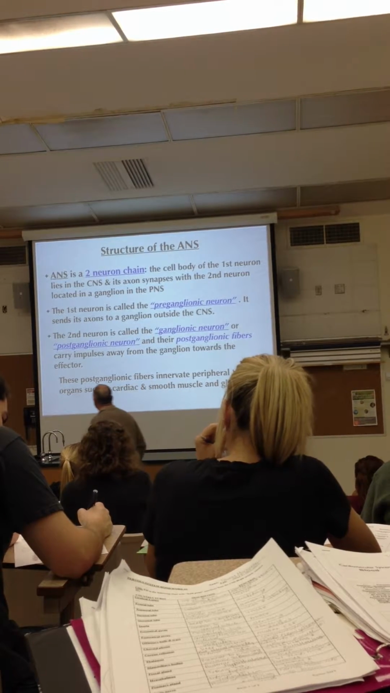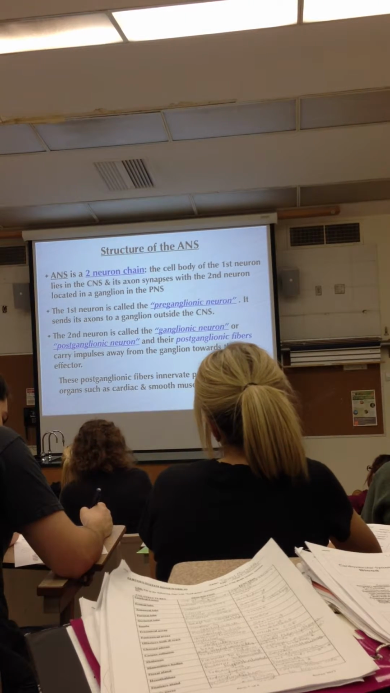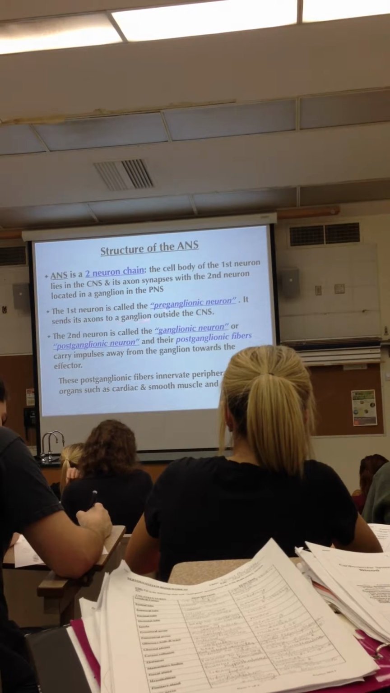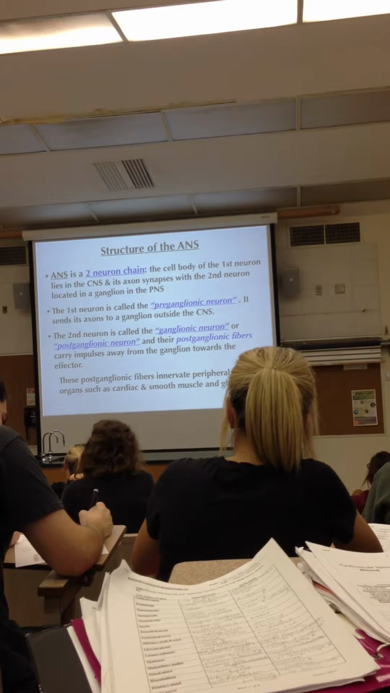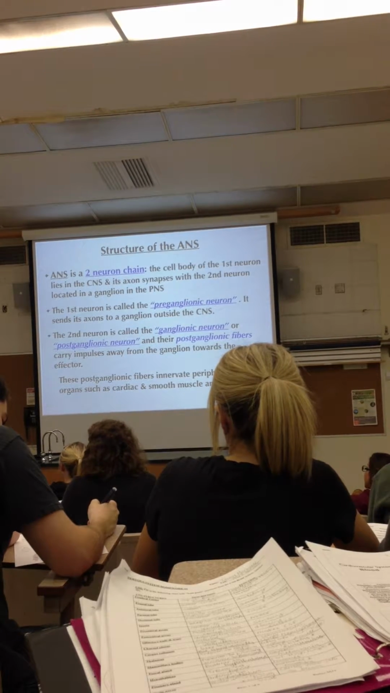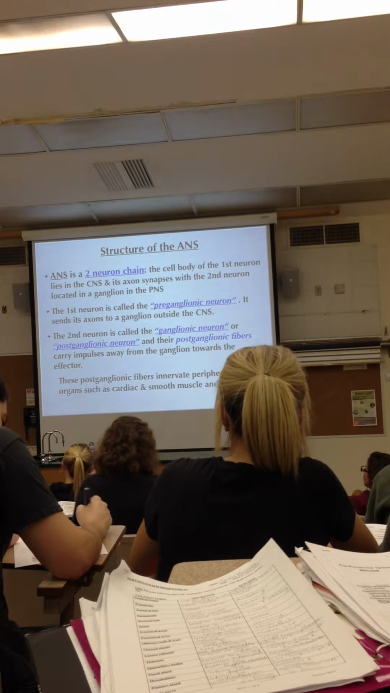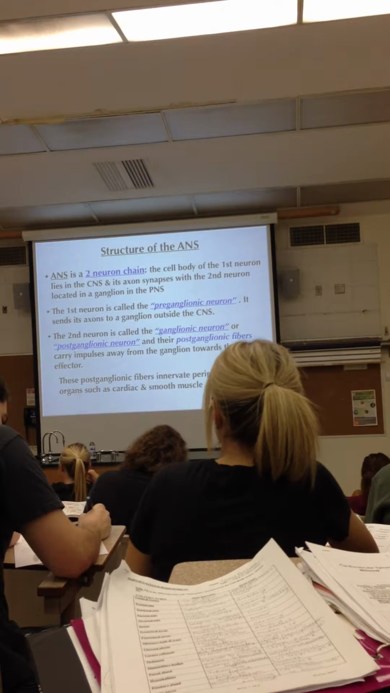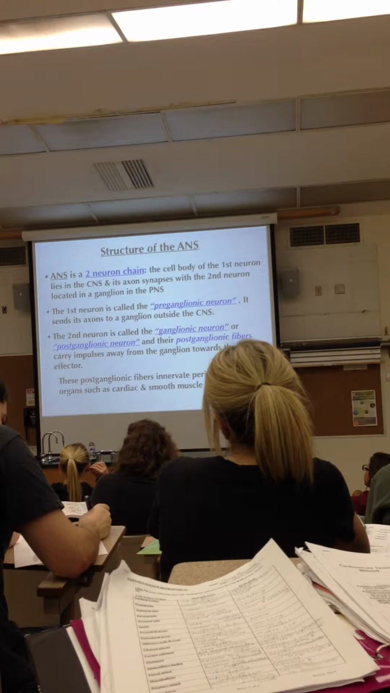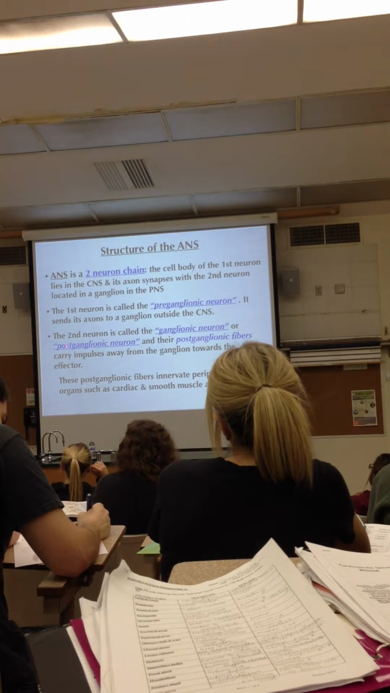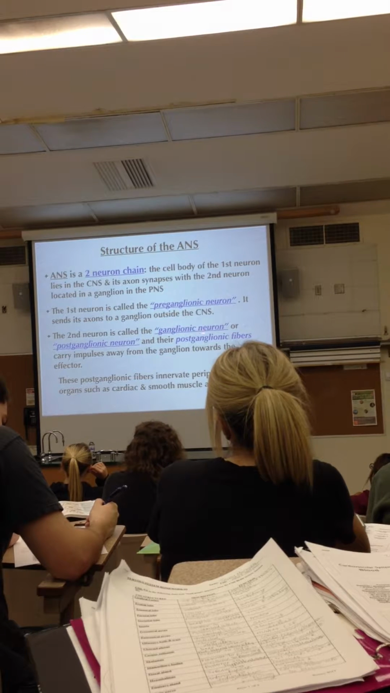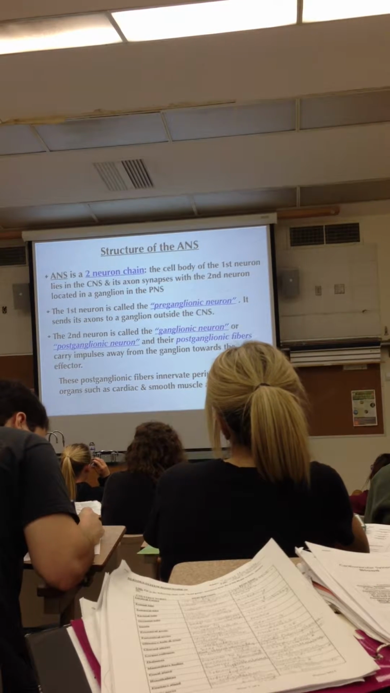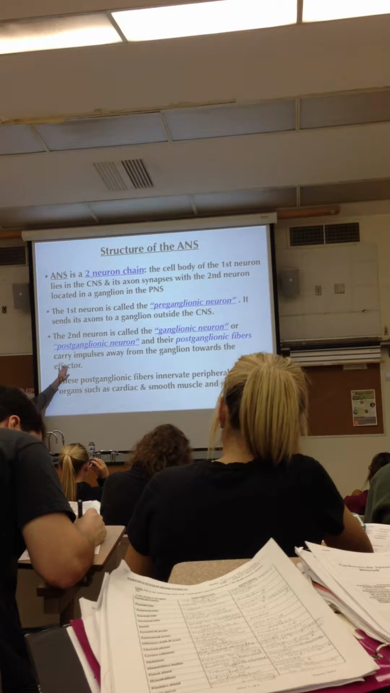Okay? So it's a two-neuron chain. First neuron is called the preganglionic neuron. It sends its axon to the ganglion that's outside the central nervous system. On lab on Wednesday, I'll show you for the sympathetic where all those ganglions are. They are outside of the spinal cord. They're on the side of the vertebral bodies, outside. There's a whole chain of them on both sides, and we'll look at those. The second neuron is then called the postganglionic neuron. Some folks will call it the ganglionic neuron. And now that synapses with the preganglionic, and then its fibers go to the effector. Okay?